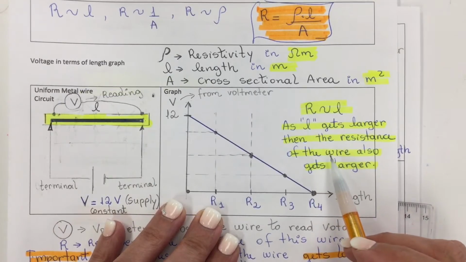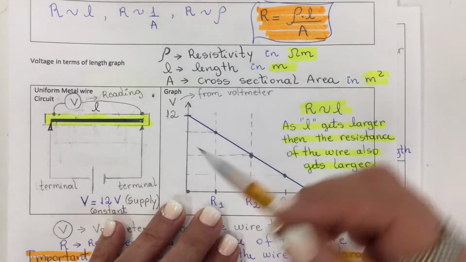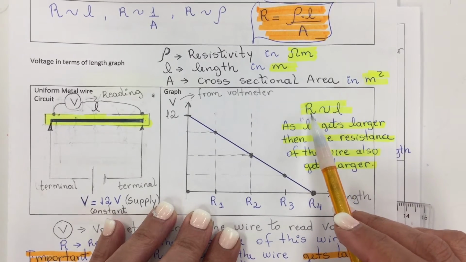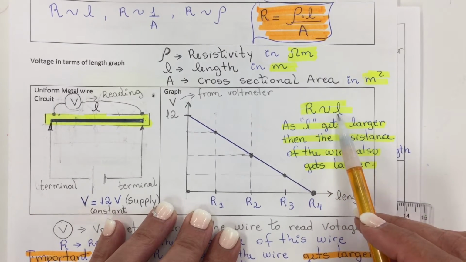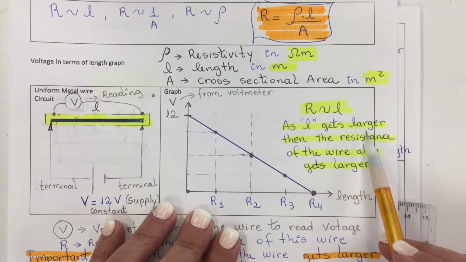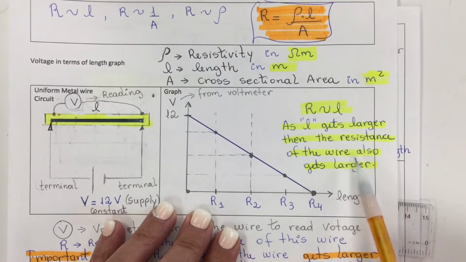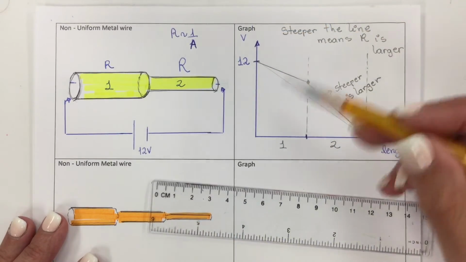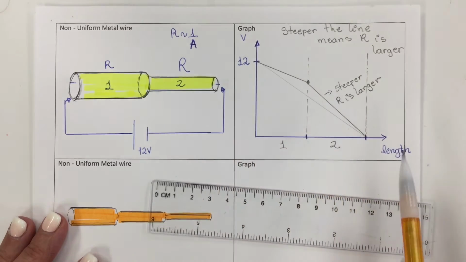Because this statement from the prior graph is that resistance is proportional to length. So as length gets larger, then the resistance of the wire also gets larger. This way, we can easily sketch a voltage-length graph based on this information.